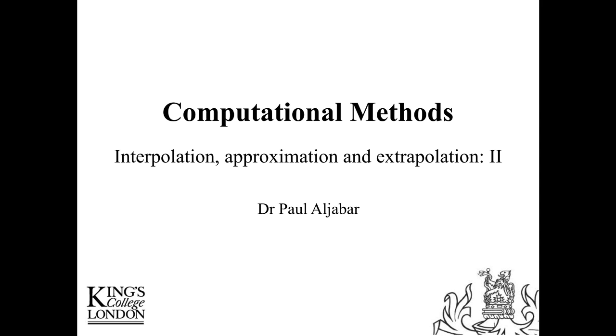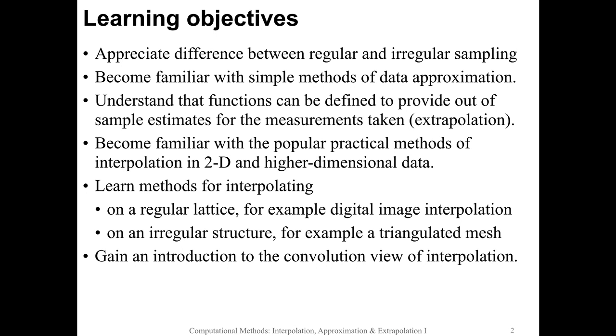These slides are the second part of the lectures on interpolation and approximation, as part of the computational methods course. So this constitutes lecture 2. And the objectives for this part are to start to look at differences between regular and irregular sampling in the context of interpolation, and to learn a bit about familiar methods for approximation and extrapolation, where we start to find estimates for functions outside of their sample range.